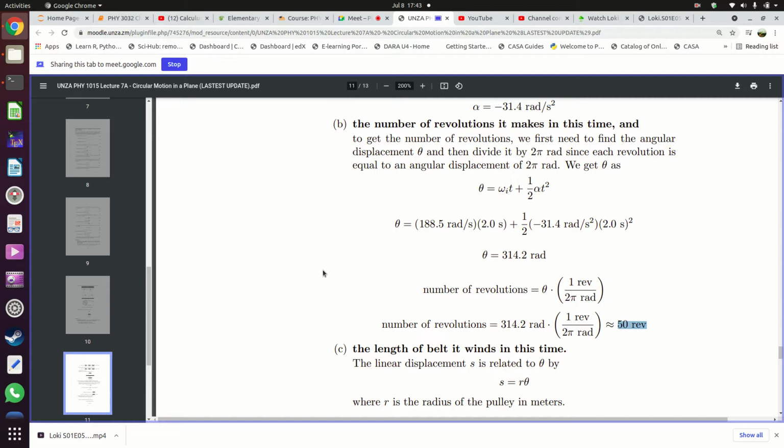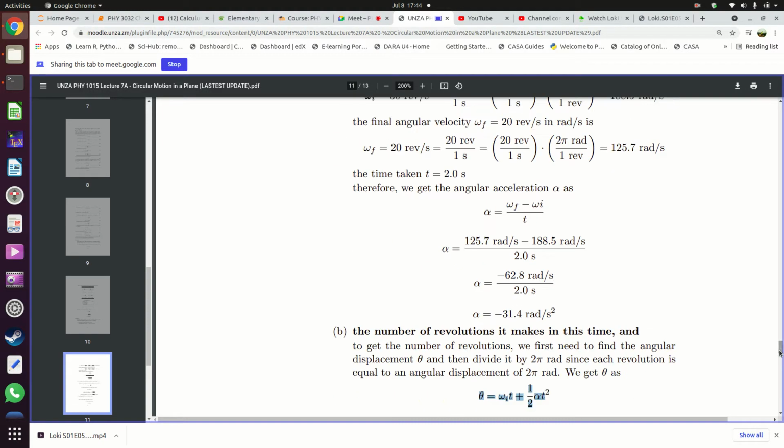Yes, sir. Okay. Next. Sir, I've got a question. Yes. Can you also find the angular displacement using that other formula? Yes. This is just one way of finding the angular displacement. This is not the only way of finding it. Remember, we know omega f. We also know omega i, and we also know the time, right? So there is this other formula here.